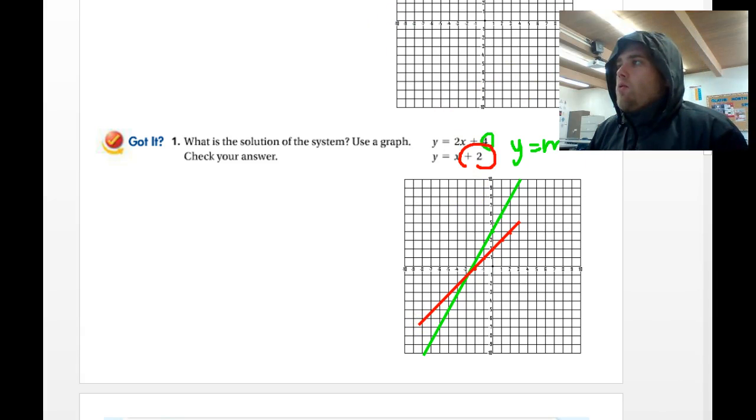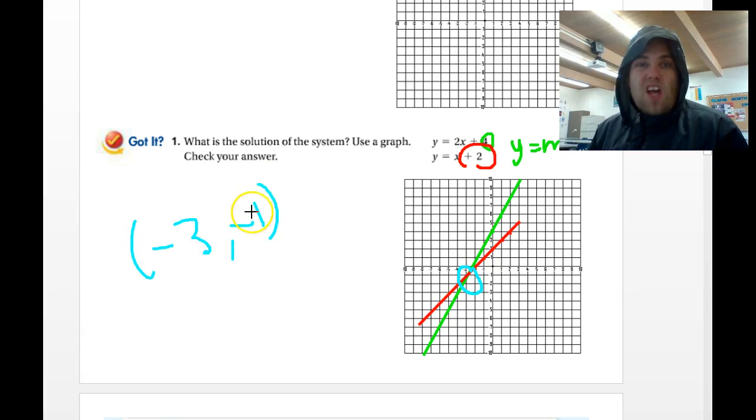Okay. So now, once again, we want to look for where these two things cross. Well, look, it looks like they cross right here at negative 3, negative 1. Okay? And that's all we're doing.